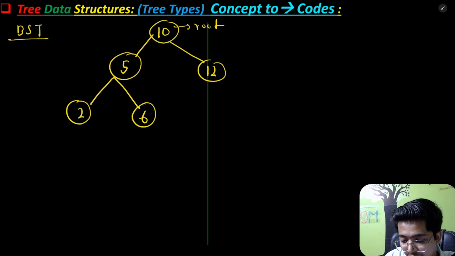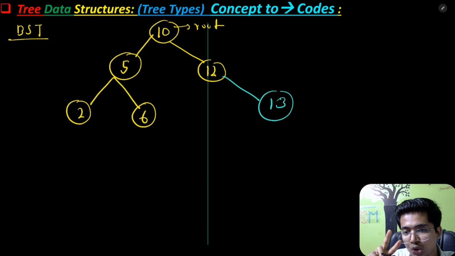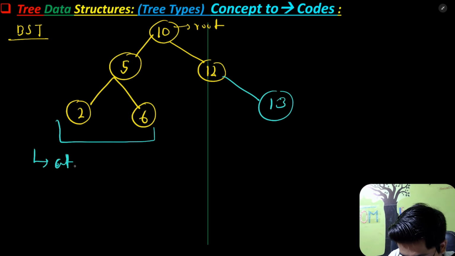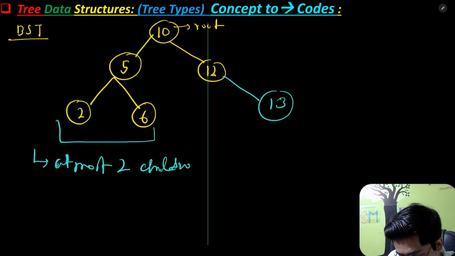So observe the tree here. Just notice one thing here. If you observe this tree, it has at most two children at each node. As it has at most two children, that's why it's a binary tree.